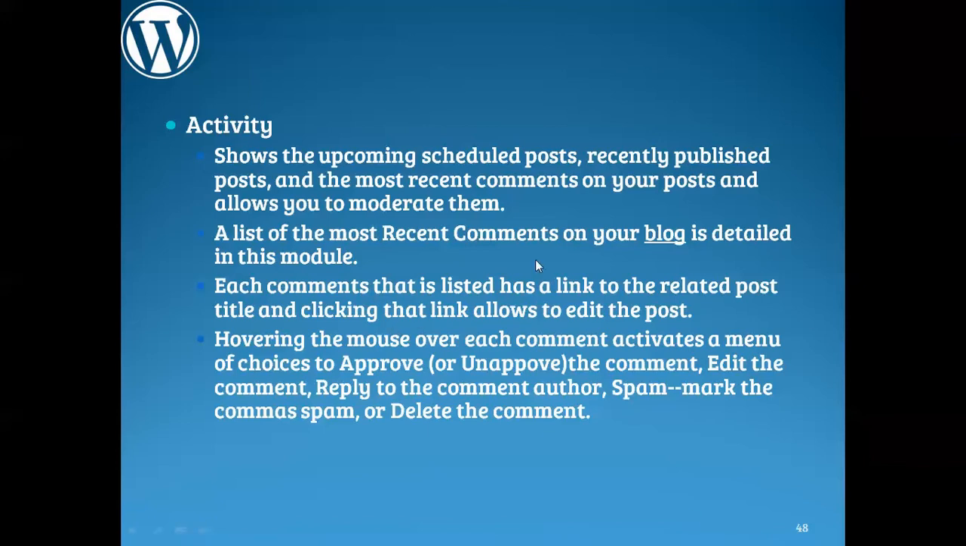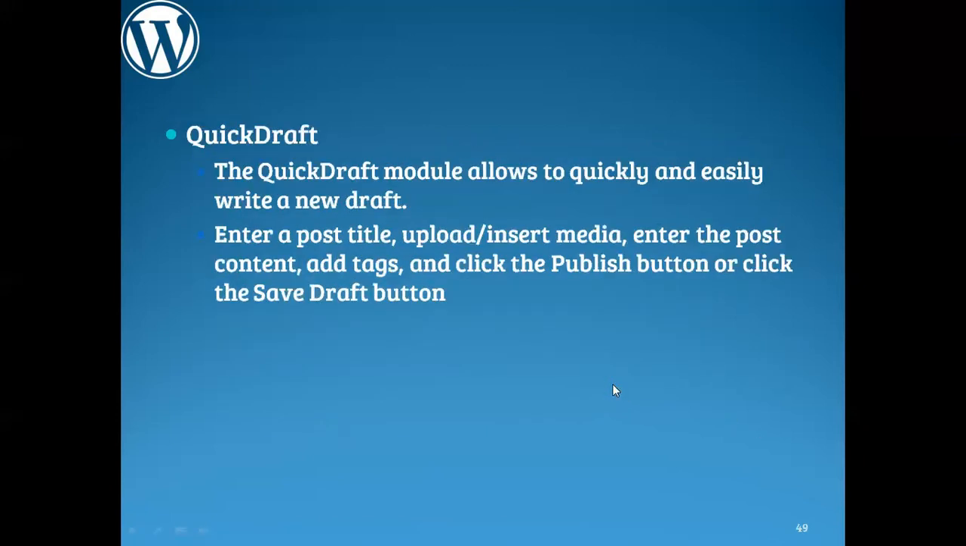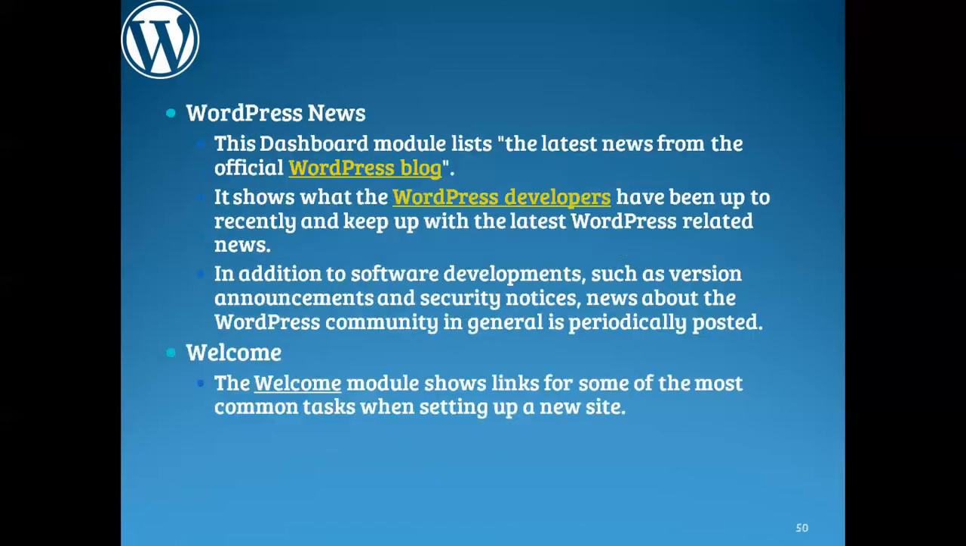A list of the most recent comments on your blog is detailed in this module. You can approve or unapprove, or you can also delete or mark as spam. These options are available. There is a Quick Draft module, which allows you to quickly and easily write a new draft. Enter a post title, you can upload or insert media, enter the post content, add tags. Tags work as keywords in terms of WordPress. Then click the publish button or the save draft button.